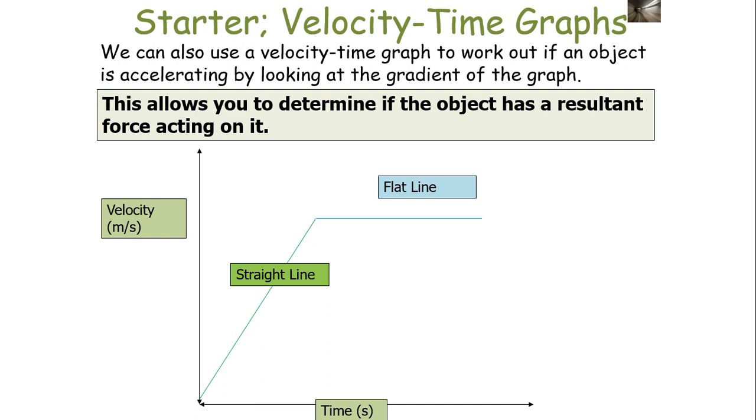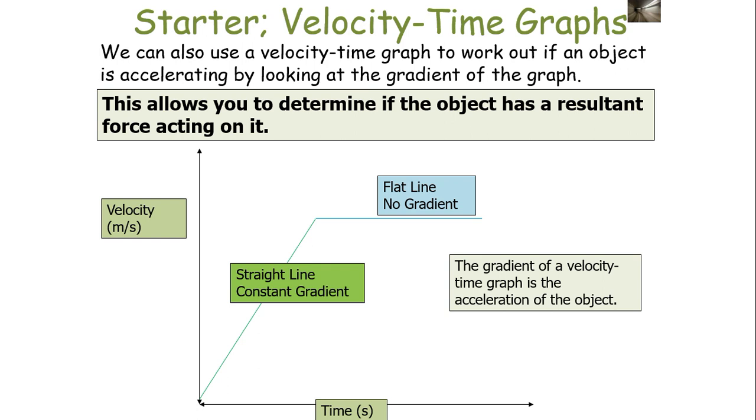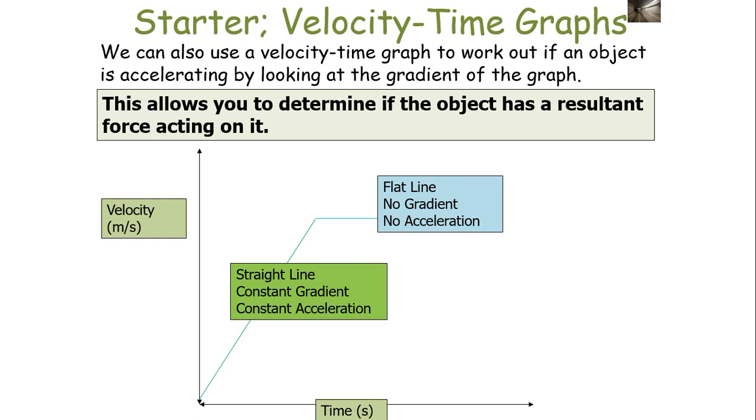So let's consider this particular velocity time graph. You've got a straight line section and you've got a flat line section. The straight line section has a constant gradient and the flat line section has no gradient, a zero gradient. Now the gradient of a velocity time graph is the acceleration of the object. So what that means is if it's a straight line going upwards, you will have constant acceleration, whilst if you've got a flat line, you've got no acceleration.